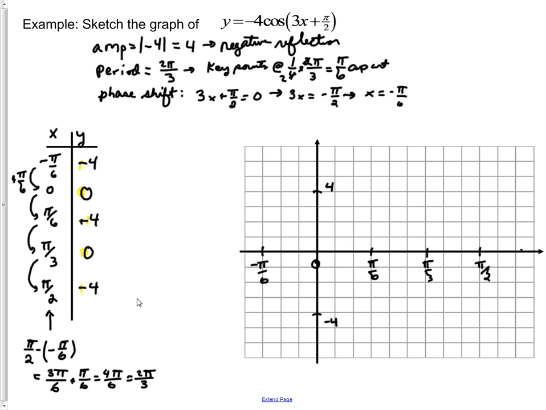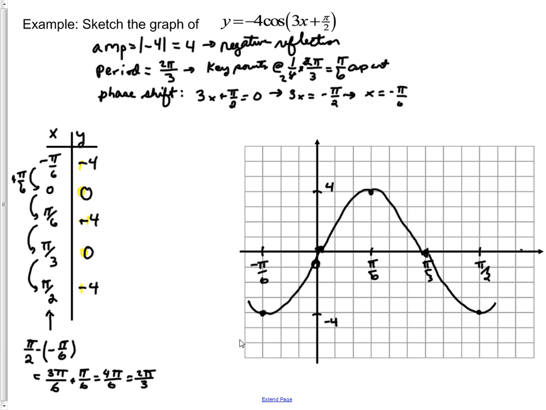Following our table right here, within one cycle, our graph will pass through negative pi over 6, negative 4; 0, 0; pi over 6, 4; pi over 3, 0; pi over 2, negative 4. So here's one cycle of my cosine function within one period.